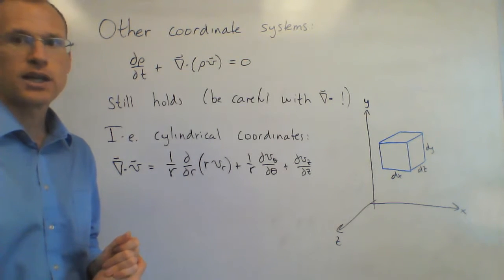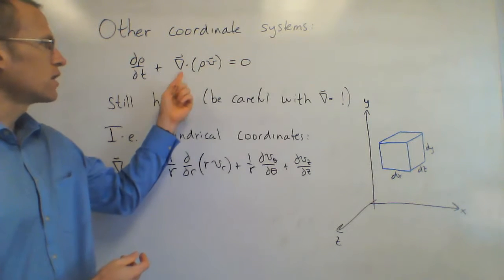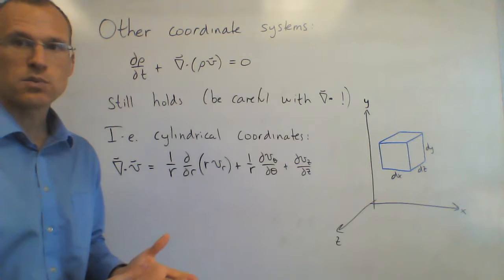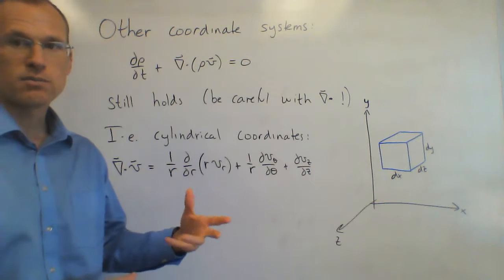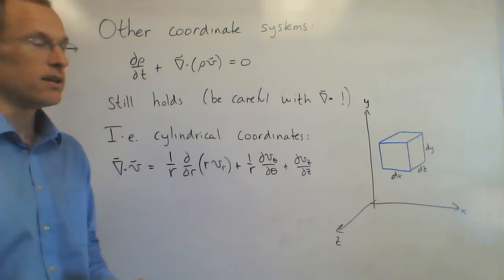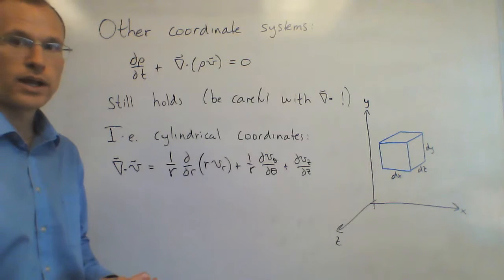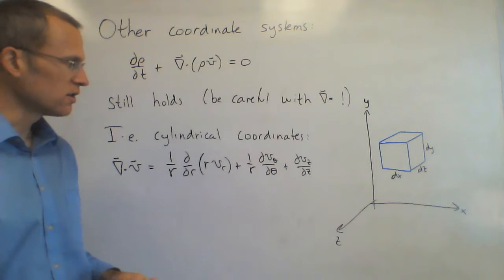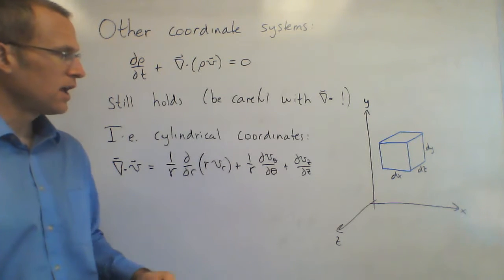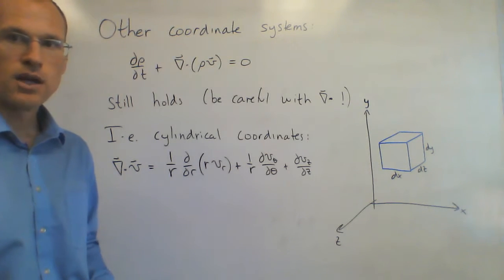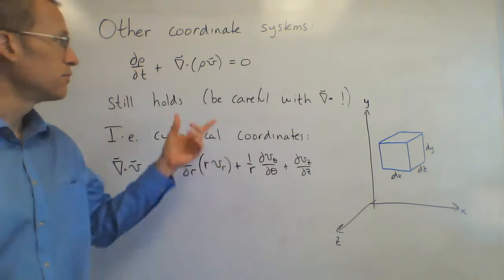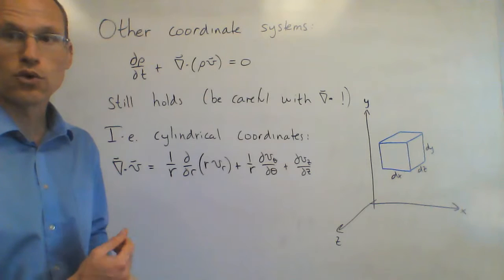The only slight complication is that this divergence gets kind of funny in other coordinate systems. In x, y, and z it is simply the derivative of x plus the derivative of y plus the derivative of z. In cylindrical coordinates, for example, what I end up with is 1/r times the derivative of r times vr, plus 1/r times the θ derivative, and then my d/dz stays the same. So as long as you use the right version of divergence, you still use this equation no matter what the coordinate system is.